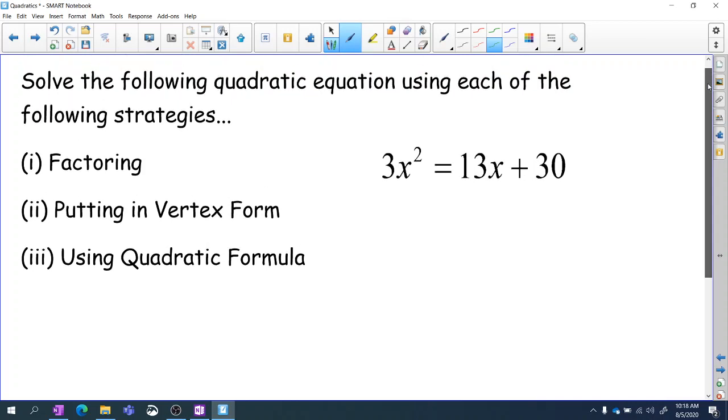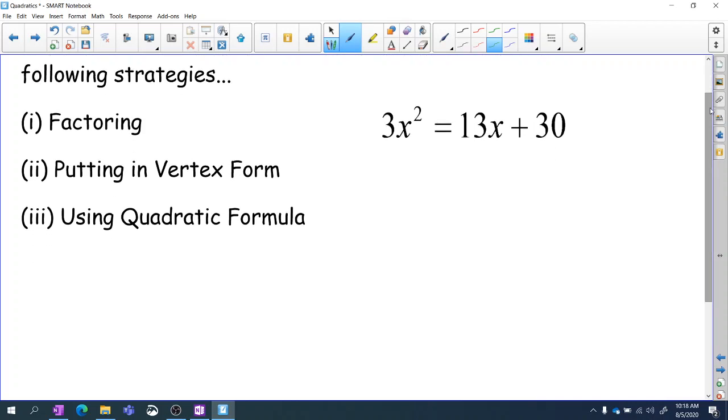these strategies unfold. Okay, so let's take this quadratic, 3x squared, subtract 13x, subtract 30, and we make it equal to 0. So I'm going to do it by factoring. 3 multiplied by negative 30 is negative 90. I need two numbers that multiply to give negative 90, and when I add them, I get negative 13.